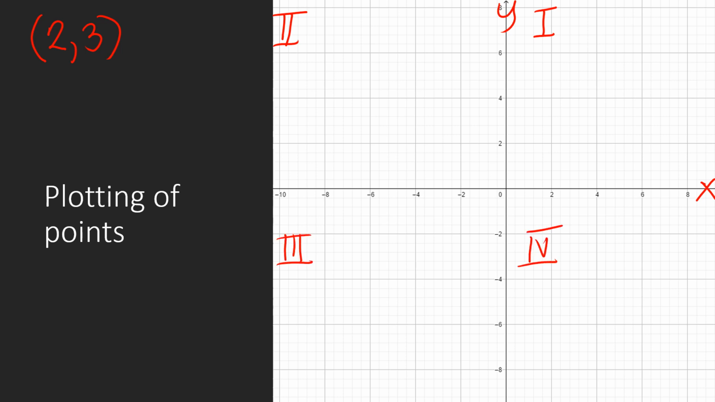In quadrant 1, the signs of our coordinates or ordered pair are positive and positive, because we have here your positive x's and your negative x's, positive y, and your negative y. So on this side, we have a positive x and a negative x.